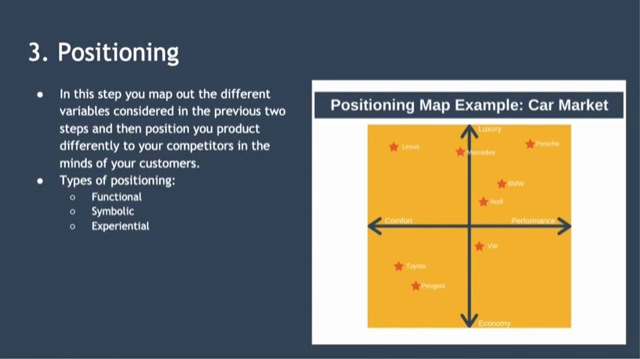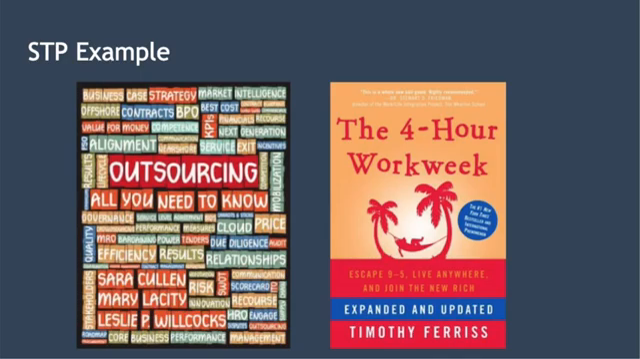Now, this diagram is obviously just a simple example and doesn't show all car manufacturers, but what it does allow us to see is that there is perhaps a gap in the market for an economic performance car, as there's no other company competing in this space right now. So let's look at a little example.